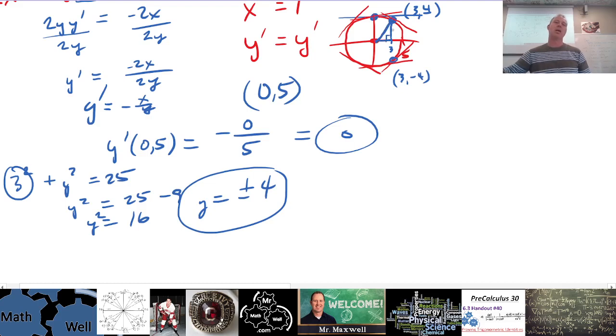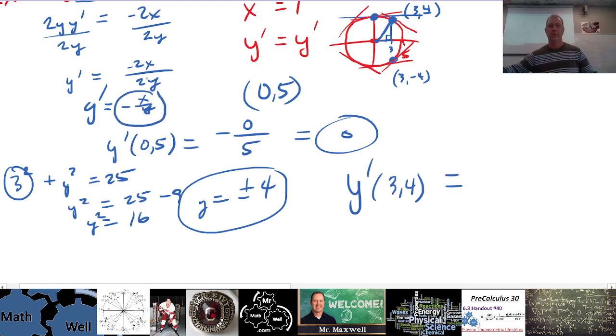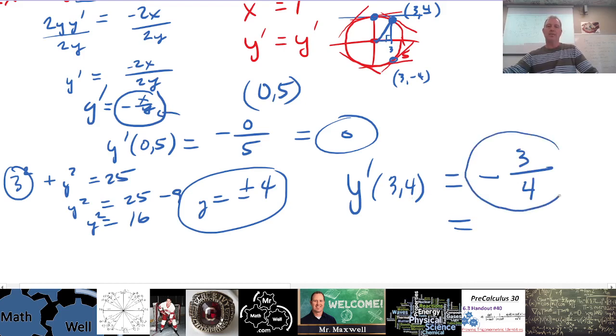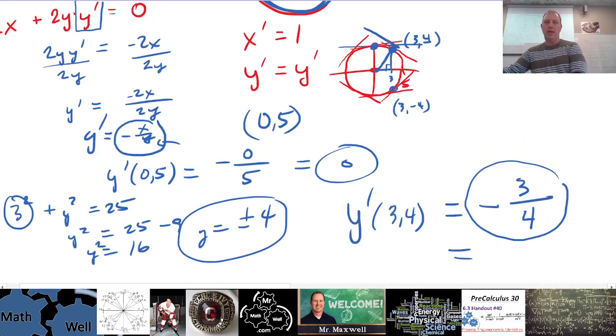That's a right triangle. So if I wanted to know what the slope was at the point 3, 4, because the derivative here is in terms of both x and y, I use the x value and the y value to find the slope of the derivative. So it's negative, x is 3, and over here, y is 4. So at the point 3, 4, the slope of the tangent line is negative 3 over 4. Why is it negative? If you look at the diagram up here, here's the tangent line. Look at that. It's a negative slope when it touches that part of the circle.